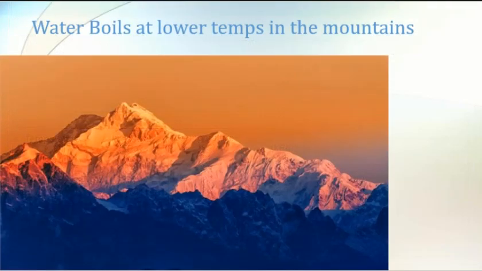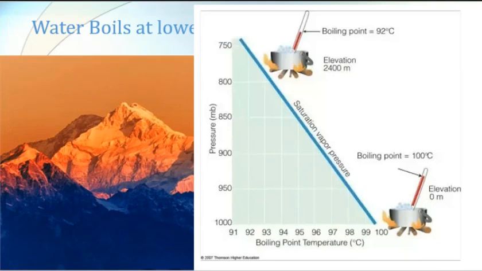That's good to know. All right, water boils at lower temperatures in the mountains. And that's because the air pressure is much less. So the higher I go up into the mountain and my air pressure decreases, where it's boiling at 100 degrees C down here, it's boiling at 92 degrees C up here.